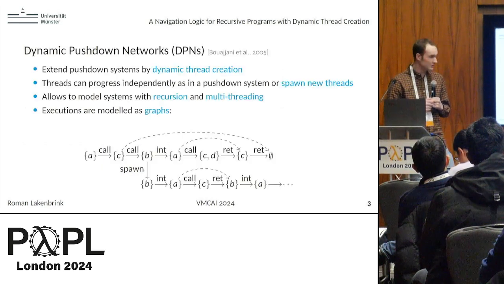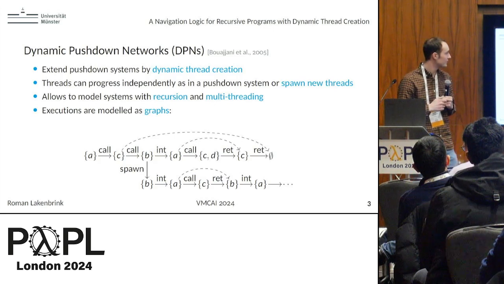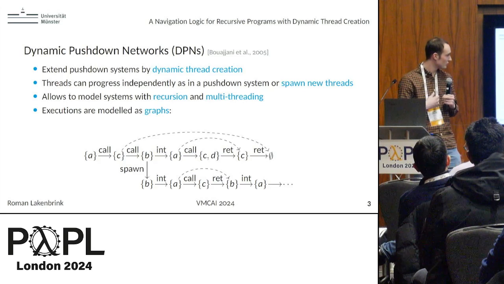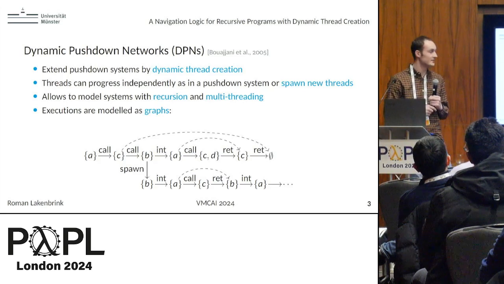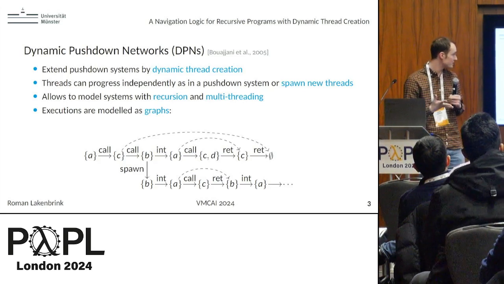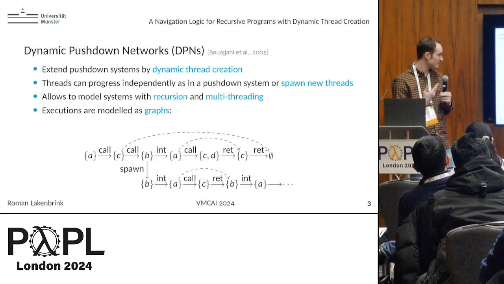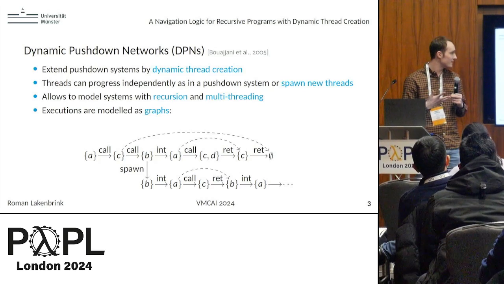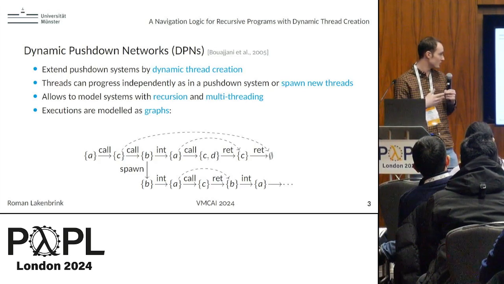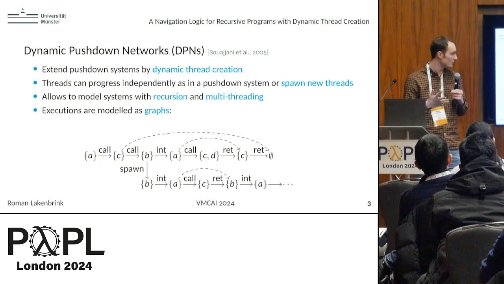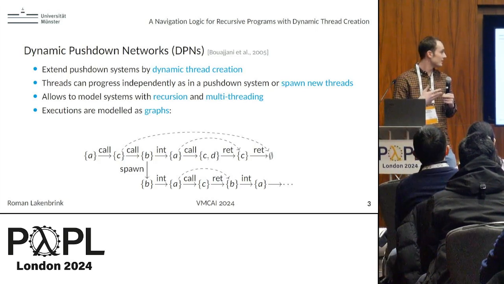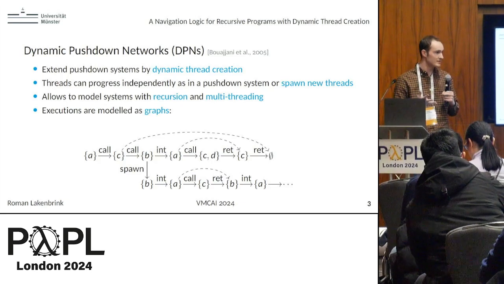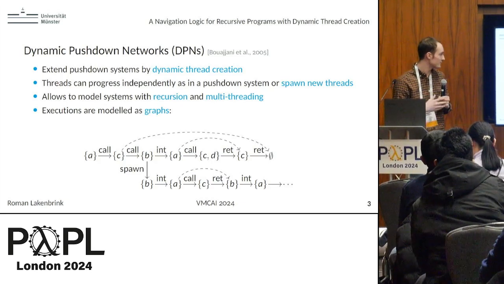For the formal model, we use an established model called dynamic pushdown networks, or DPNs in short. This model essentially takes pushdown systems and extends them with dynamic thread creation. During execution, we can now have multiple threads. Each of these threads can behave as in a pushdown system: it is in its own local control location, and it can operate on its own stack. All threads can progress like that independently of what the other threads do.